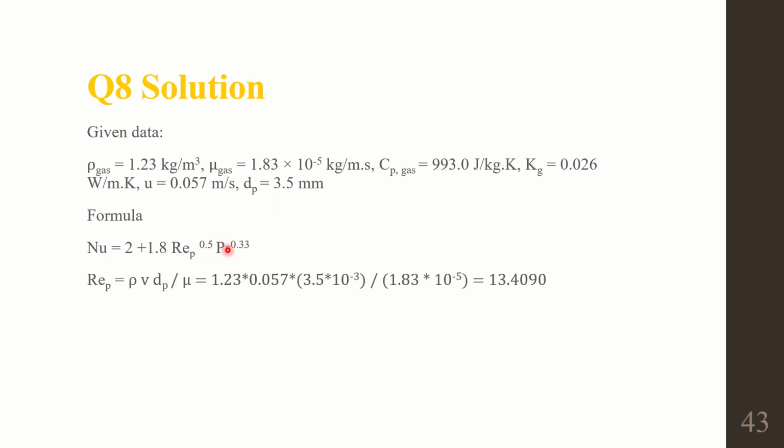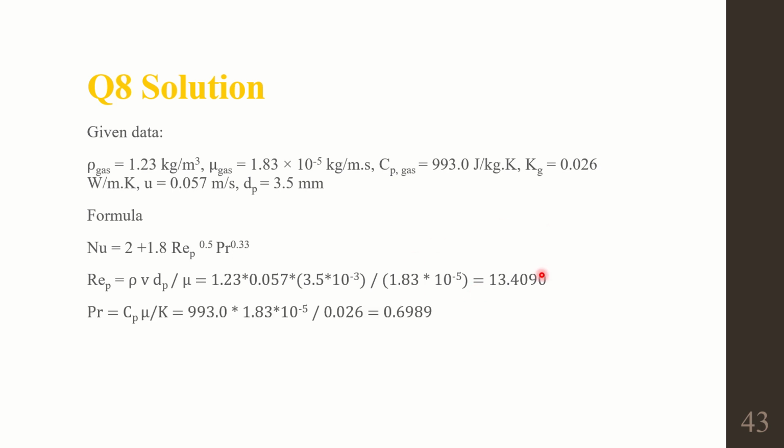So Nusselt's number is equal to 2 plus 1.8 into Reynolds number power 0.5, Prandtl number power 0.33. The Reynolds number, this is the particle Reynolds number, is rho v dp by mu. We know rho is 1.23 kg per meter cube, v is 0.057, and dp is 3.5 into 10 power minus 3, divided by 1.83 into 10 power minus 5, which gives us 13.4090.